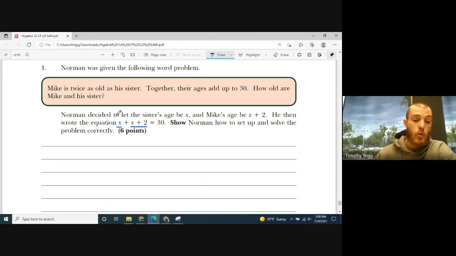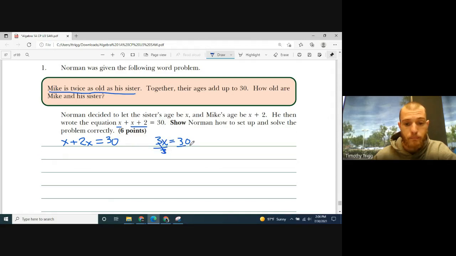Norman did not do it correctly because it says Mike is twice as old as his sister. That doesn't mean plus 2, that means times 2. So if you let the sister's age be X, then Mike's age will be 2X. And together their ages add up to 30. So then we would solve for X here. X plus 2X, that's 3X, equals 30. Then to solve for X, we divide by 3 on both sides. So that'll give you X equals 10.